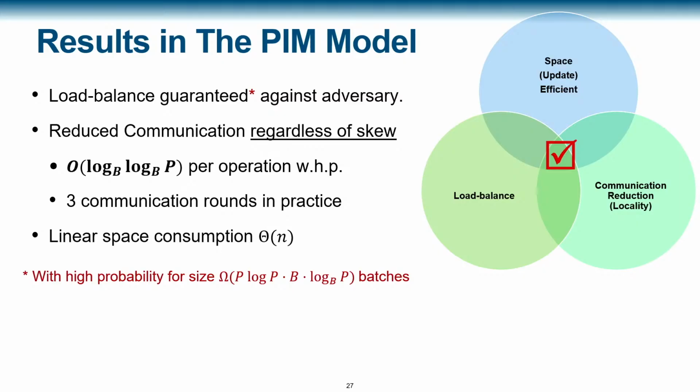So what we've shown now is that we have theorems in the paper showing that as long as the batch size is something like P log P times B times log base B of P, we can guarantee against any adversary that we will get load balance throughout the process: that all the I/O is load balanced, and all the work on the PIMs is load balanced. And our basic assumption is still linear.